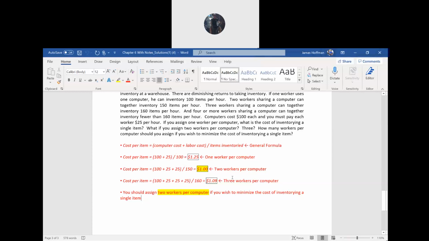So there's only so much if you add more workers. It seems like the best way to do it is have one worker on the computer, one worker getting the items and reporting back to the person on the computer, and then any more workers adding to that group are going to be less productive than they were before. So this is the optimal cost strategy.